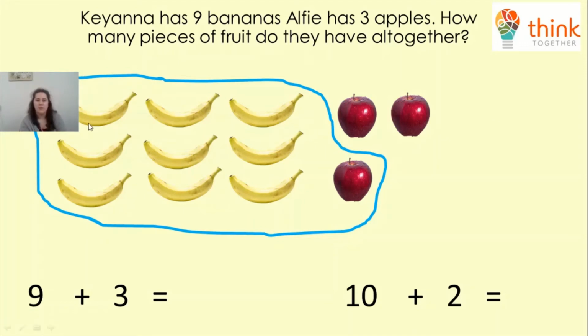Right, are you ready? We know this is a group of 10, we don't need to count it, but let's count on. 10, 11, 12. So what is our answer? Well done. 10 plus 2, or a group of 10 and 2 ones is 12, and then that helps us to know that 9 plus 3 must be 12 as well.